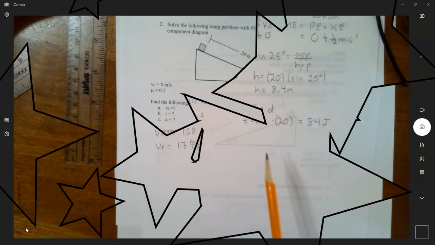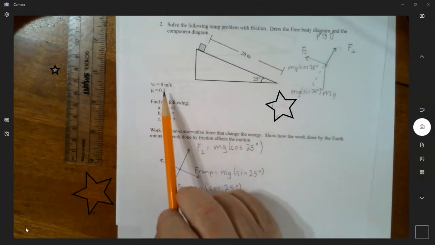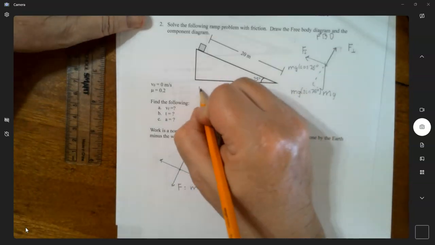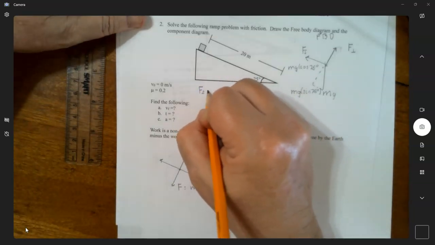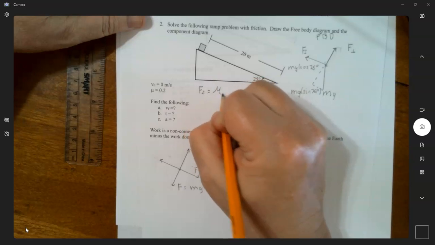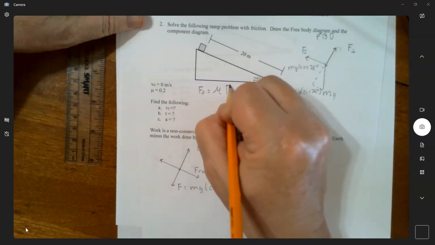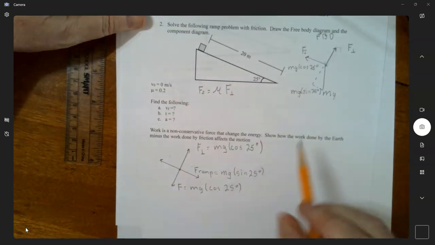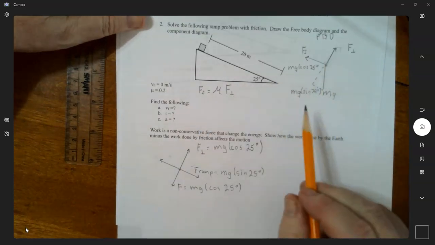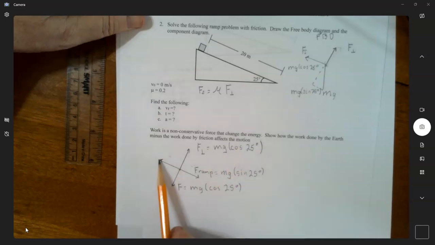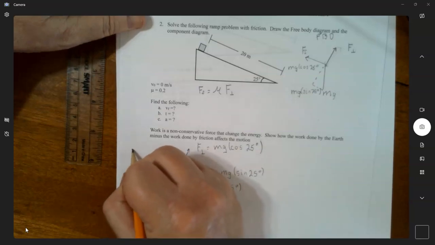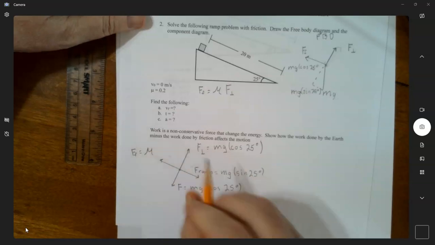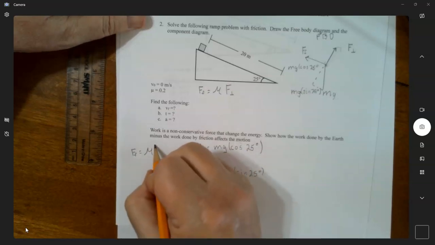Okay, this problem is identical to the last one, except it includes a friction force, and the coefficient of friction is 0.2. So the formula for friction force is coefficient of friction mu times normal force. Okay, so I've pretty much already set up everything the way it was on the last problem, except right now we're going to add the friction force equals mu times this normal force right here.